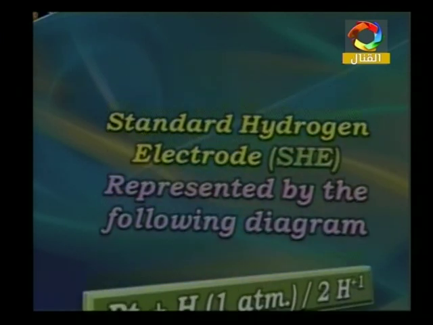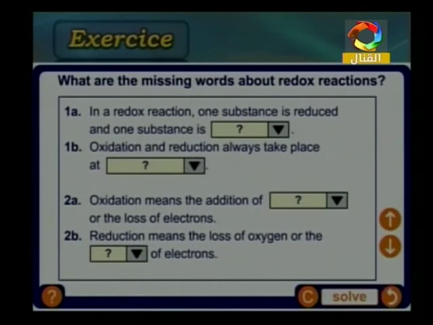After that, we have an exercise. It's about redox reaction, or the oxidation reduction reaction. Why? Because this one is very important to us. Remember this with me. In a redox reaction, one substance is reduced and one substance is oxidized, or lost. Again, read the sentence many times. In the redox reaction, one substance is reduced, so the other one is oxidized, right?